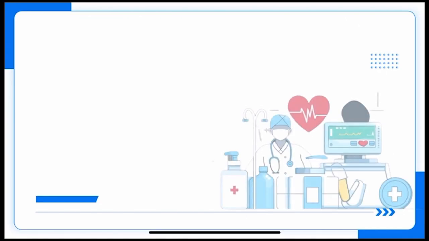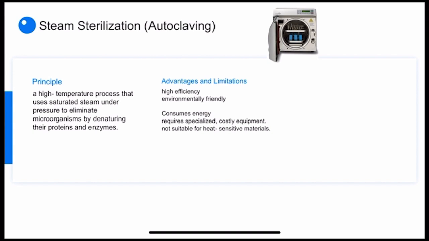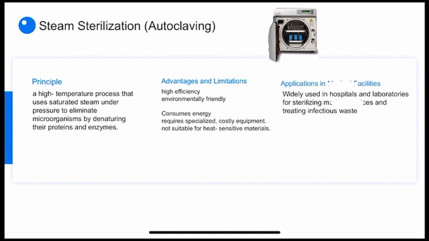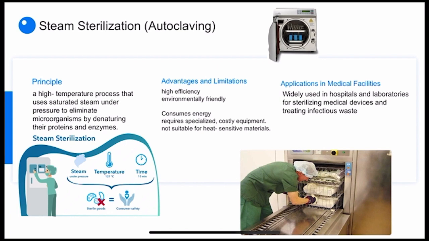The next part is disinfection technologies. Here we introduce 5 kinds of disinfection methods. First, steam sterilization is a high-temperature process using steam under pressure to eliminate microorganisms. It is highly efficient and environmentally friendly, but consumes lots of energy and is relatively expensive.